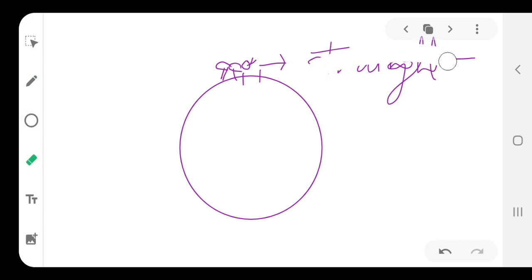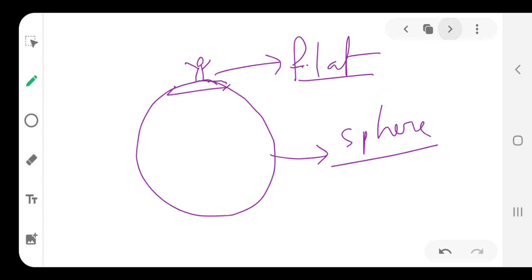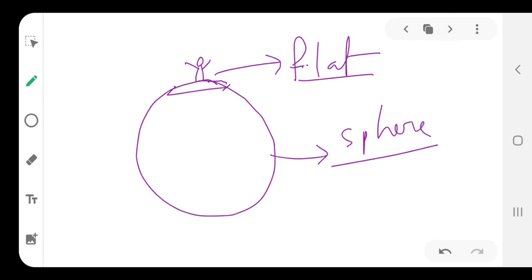So he's seeing a straight line, though we know it is a circle. So the form itself is changing when we see a small portion of it, right? So we need something to know that if we slice one big function, how it will look.